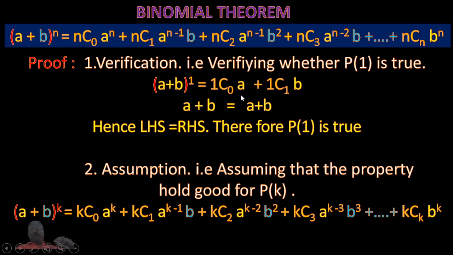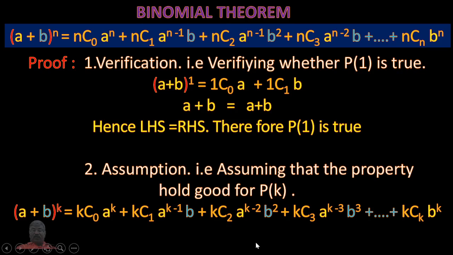So, we can very clearly see that the property holds good when n is equal to 1. So, p of 1 is true. That means the verification step is done. We have easily proved that the property holds good for p of 1. That means p of 1 is true.